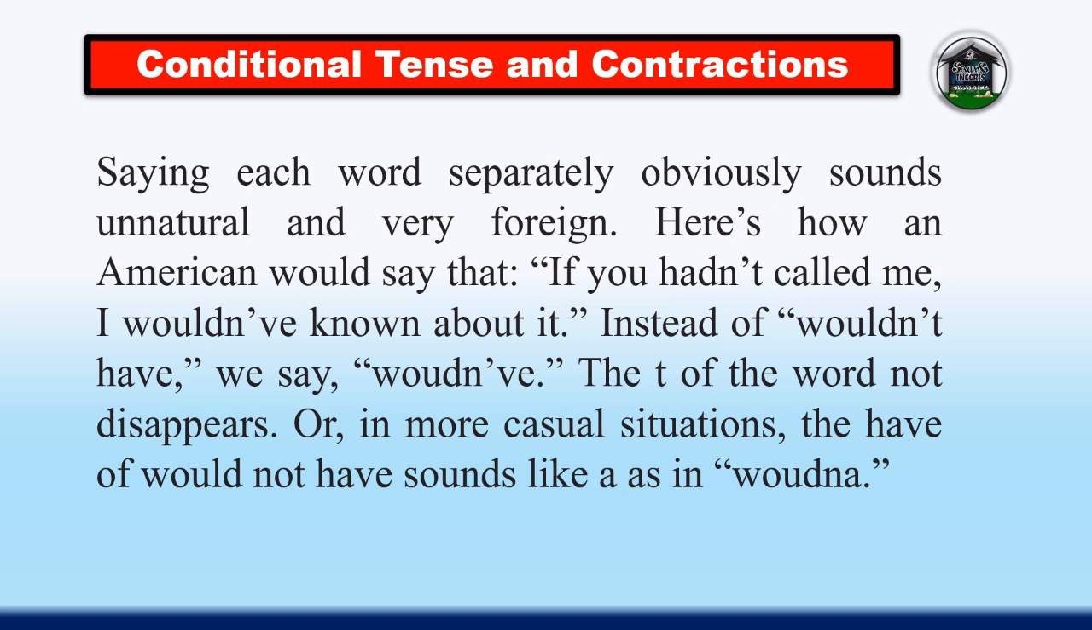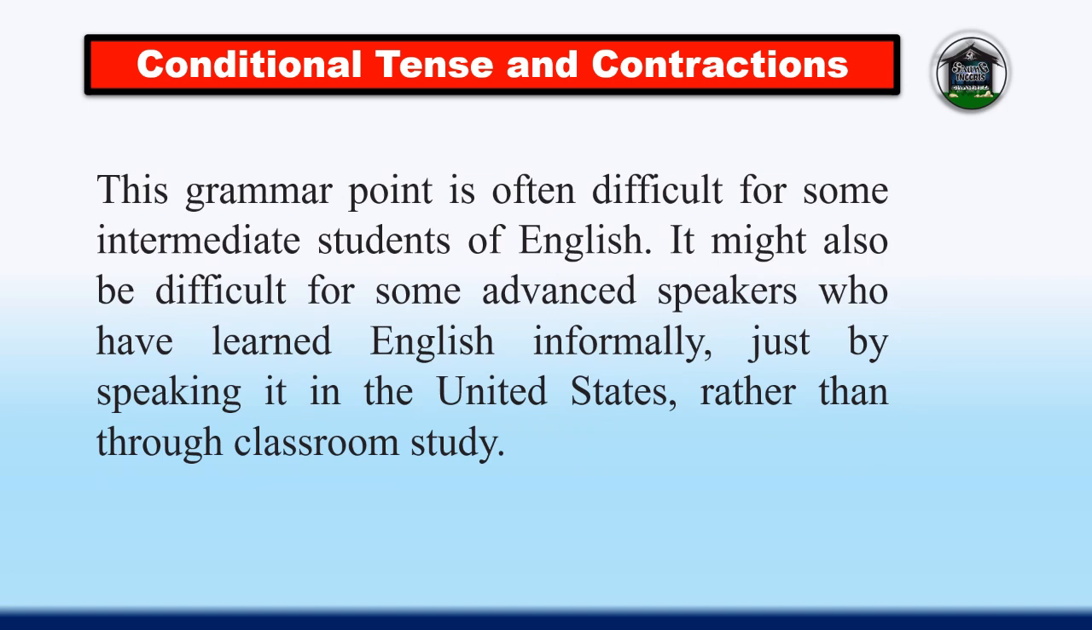Instead of saying wouldn't have in full, we contract it. The T of the word not disappears. Or in more casual situations, the have of the word would not have sounds like a, as in wouldna. This grammar point is often difficult for some intermediate students of English. It might also be difficult for some advanced speakers who have learned English informally just by speaking it in the U.S., rather than through classroom study.